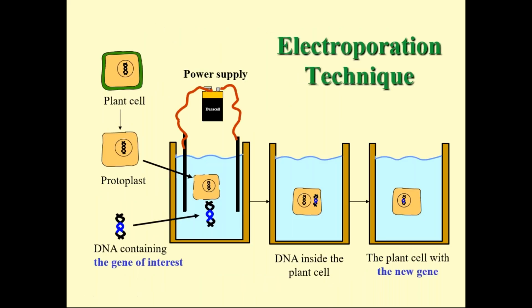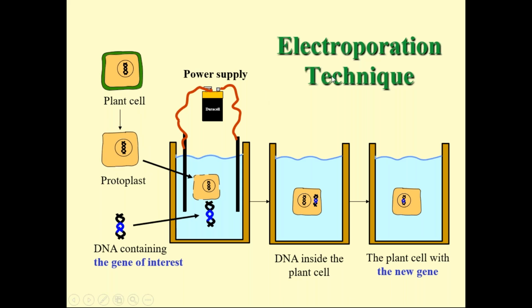And the third method, as I said, is that of electroporation, where you make small holes or pores in the cell wall of the bacterium that you want to transform before putting it into the thing. So in the plant cell, you take the plant cell, you make protoplast. That means you remove the cell wall of the plant cell and you carry out an electroporation.